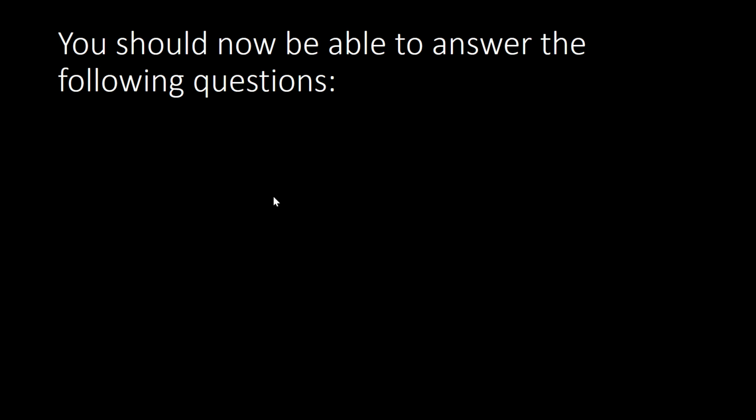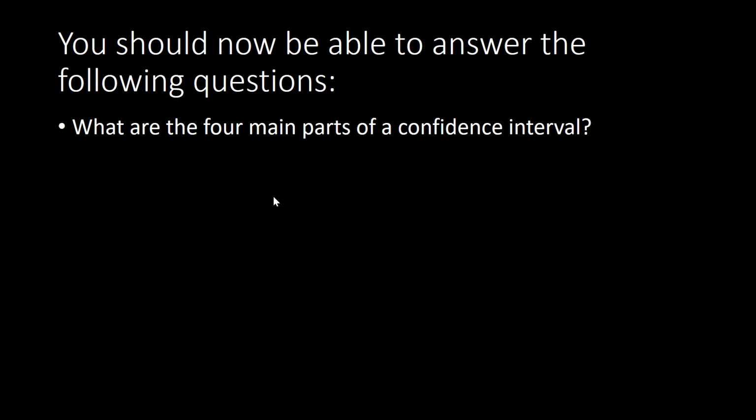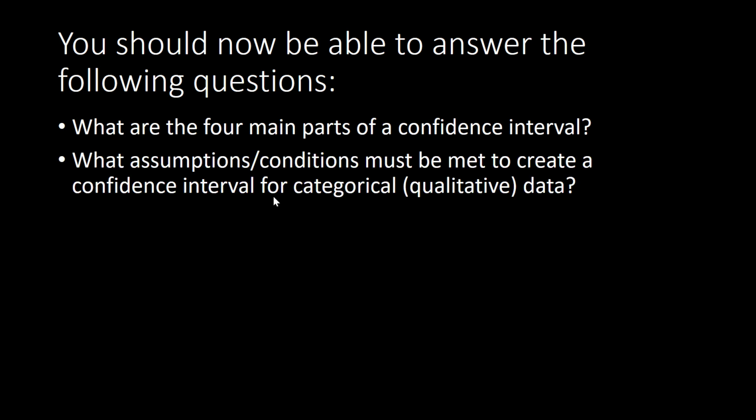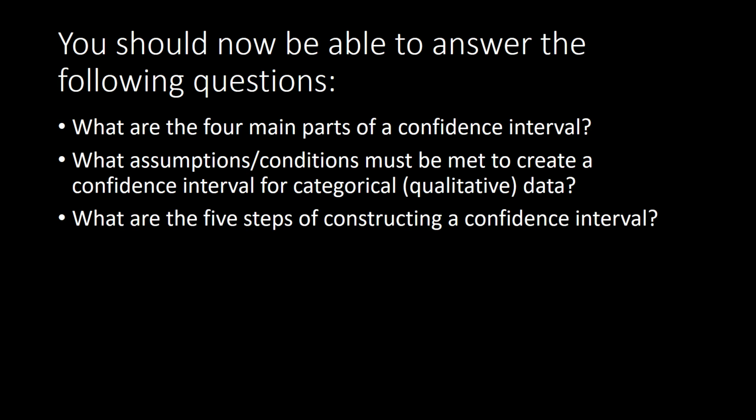You should now be able to answer the following questions. What are the 4 main parts of a confidence interval? What assumptions and conditions must be met to create a confidence interval for categorical or qualitative data? And lastly, what are the 5 steps of constructing a confidence interval? Please watch my next videos to see specific examples of constructing confidence intervals with categorical data.